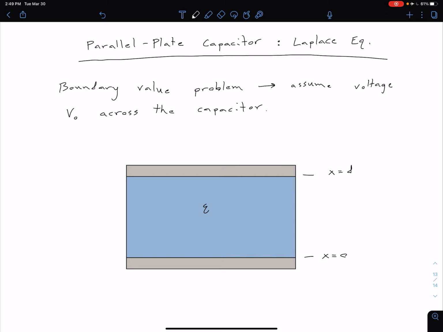We have the bottom plate being defined as x equals 0, and the top is x equals d, such that we have a total dielectric thickness of d. So let's go ahead and assume on the top here we have some voltage V0, which means our bottom plate is going to be at ground potential.